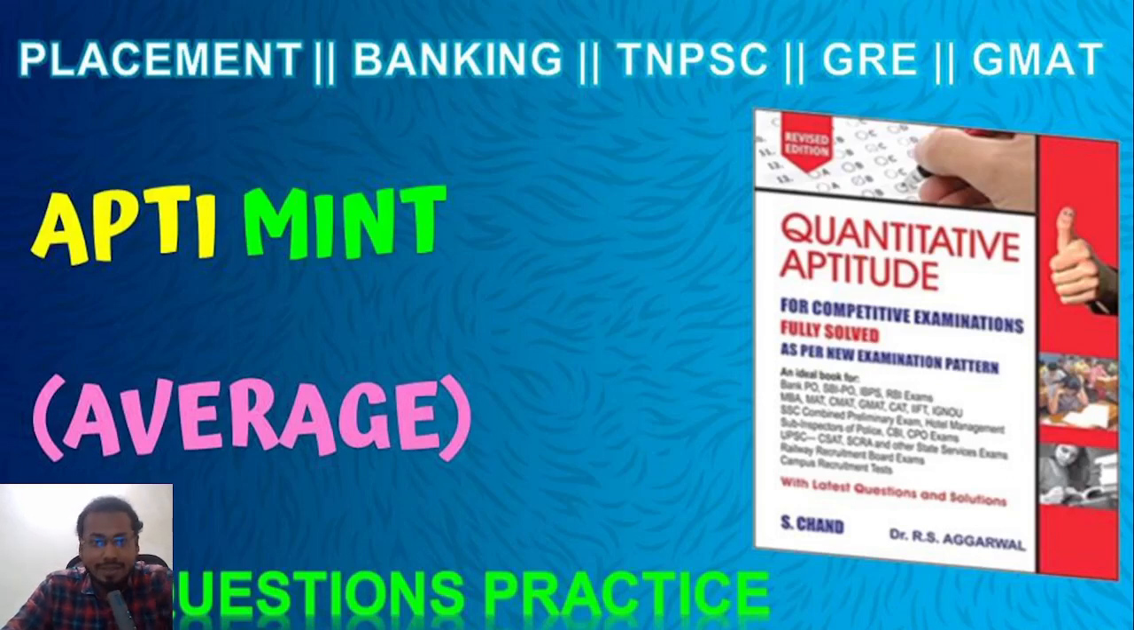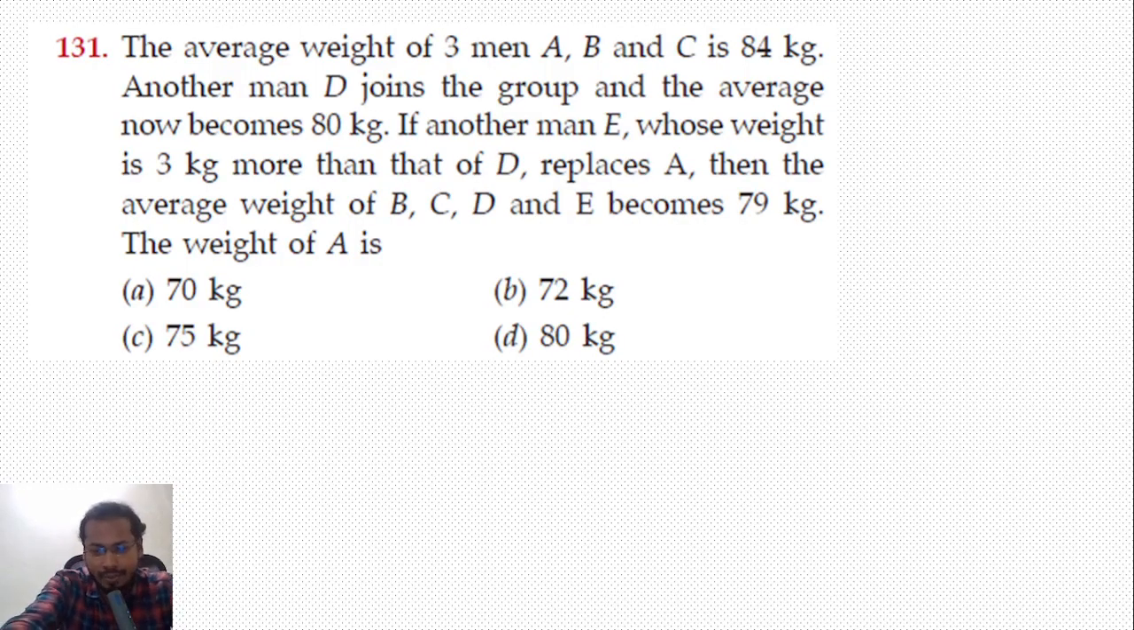Welcome back, students. So now I'm going to explain the next 10 questions in average. Already we had completed 130 questions. So today I'm going to start from the 131st question. I will explain one by one slowly. These 10 questions are based on family questions in average: husband and wife, children. Okay, so everything looks like that.